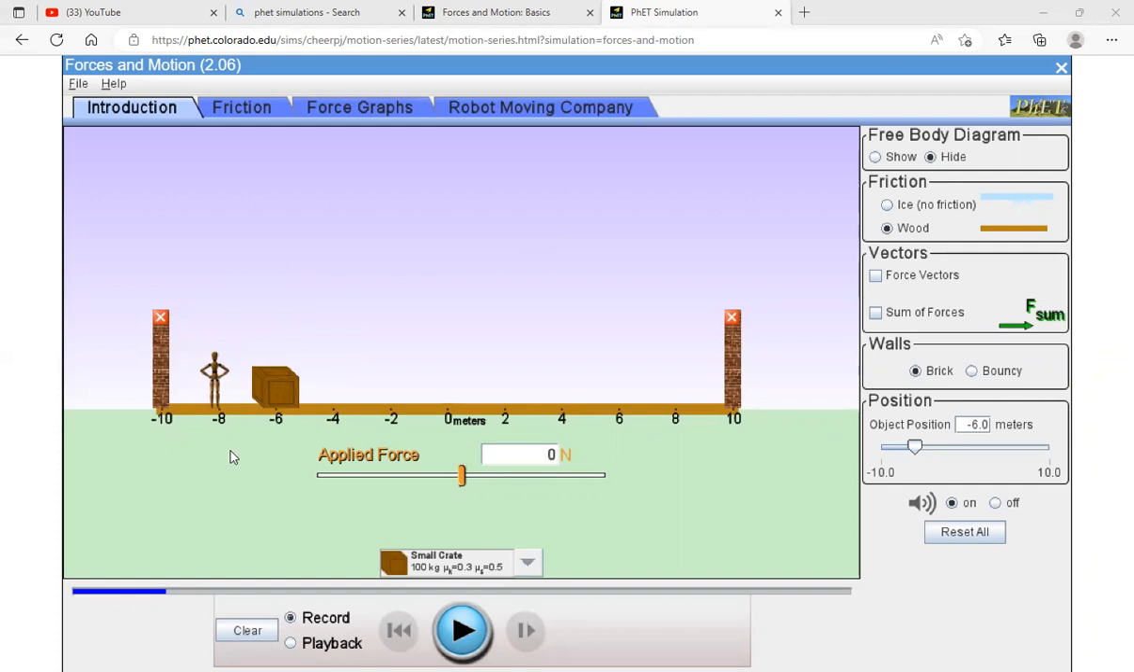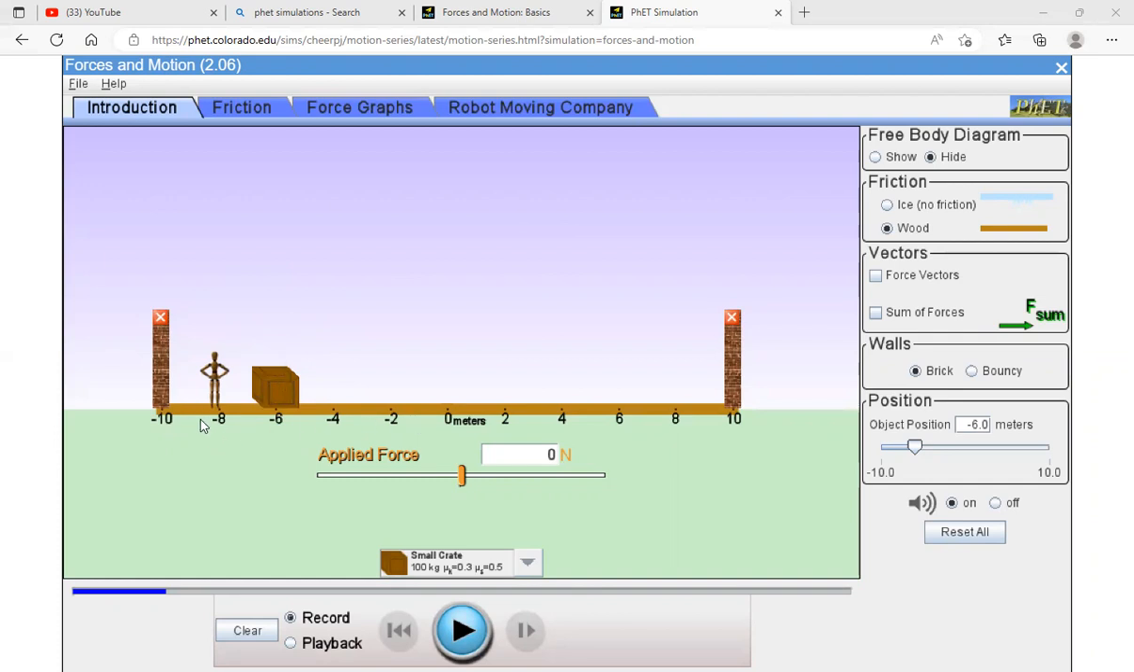Okay, let's take a look at this example right now. We have a crate or a box here that is initially at rest. What are the forces if we take the crate to be our system? What do you think? What are the forces acting on the system?